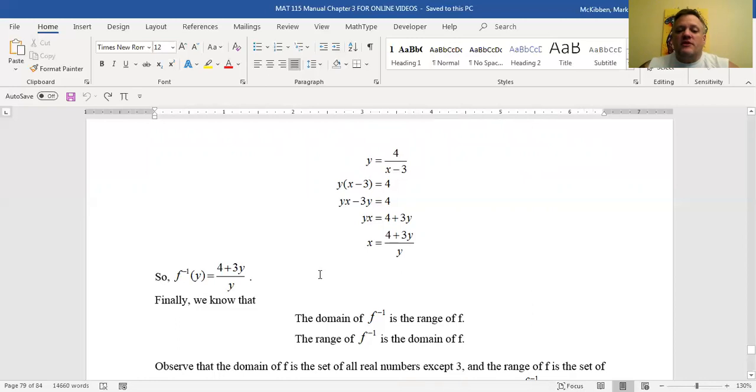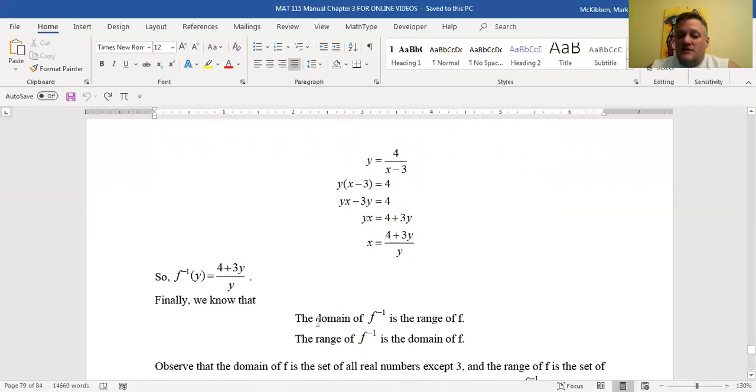Since geometrically you're interchanging the x and y to find an inverse, the domain and the range of each flip, right? So what that means is whatever served as an x value for f will now serve as a y value for the f inverse, and whatever served as an output for the original function f will serve as an input for the inverse, right? And so that's what this means.